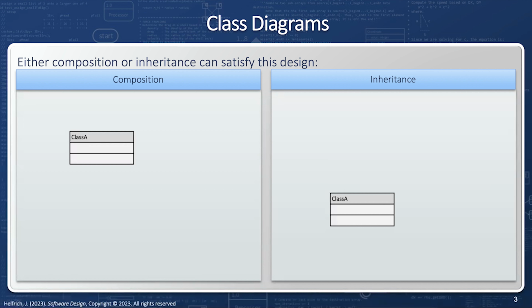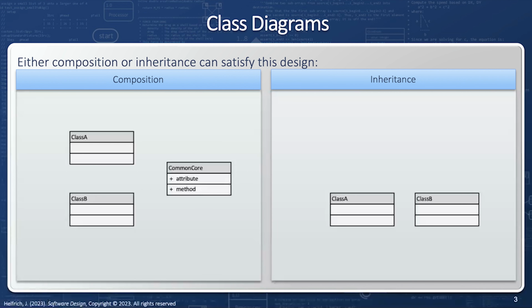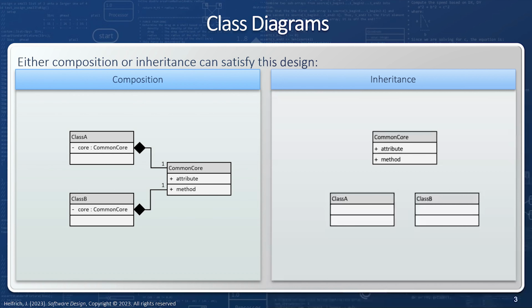So I have class A and I have class B. Now there is a common core that has attributes and methods that are utilized by both A and B. Now I can either use composition by having a member variable called common core, which is related to common core by composition, or I could do the same with inheritance. In either way, class A and class B have access to common core's attributes and methods.